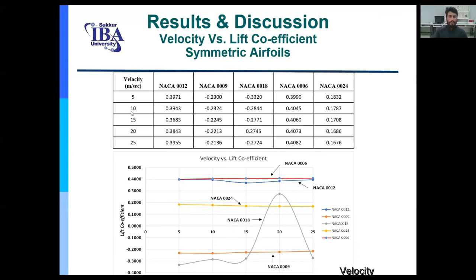Similarly, at a wind velocity of 10 meters per second, NACA 0009 has a lift coefficient of minus 0.2324, NACA 0018 has minus 0.2844, NACA 0006 has 0.4045, and NACA 0024 has 0.1787. The same is the case for wind velocities of 15 meters per second, 20 meters per second, and 25 meters per second.